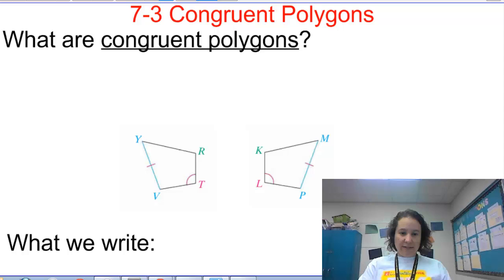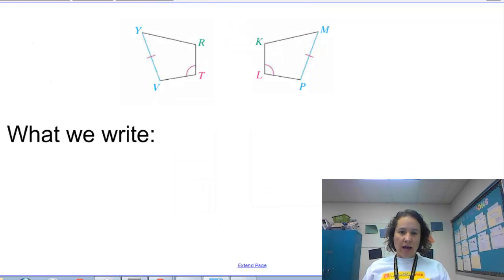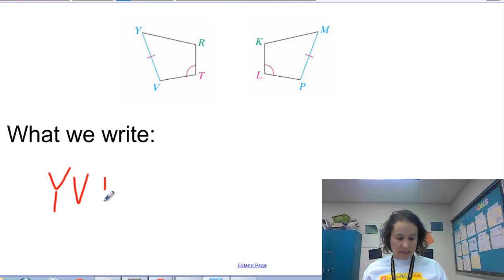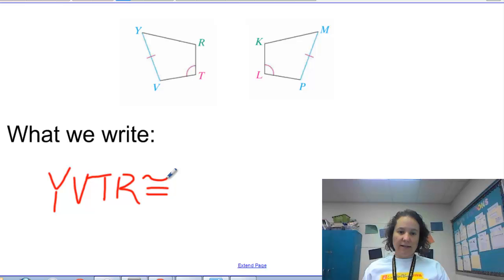So when we want to write that two figures are congruent to each other, we want to list the vertices in the order so that the corresponding vertices are in the same order. So if I called the first polygon Y, V, T, R, I'm listing the vertices in any order I want, just start and go in order around. Then I'm going to say that that is congruent to, and my symbol for congruent is an equal sign with a little squiggly thing over the top.